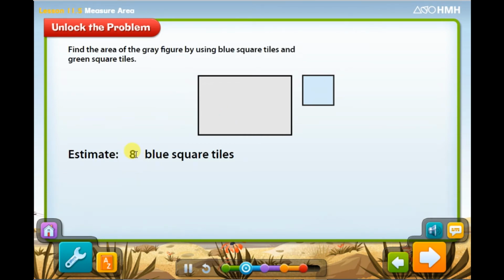It looks like it will take 2 rows of blue tiles to cover the figure, with 4 tiles in each row. So 8 blue tiles is a good estimate.